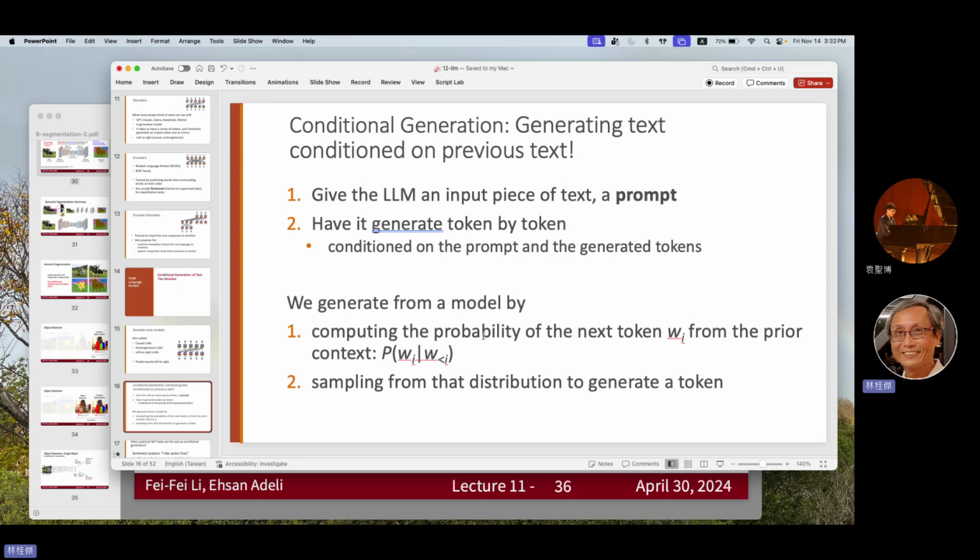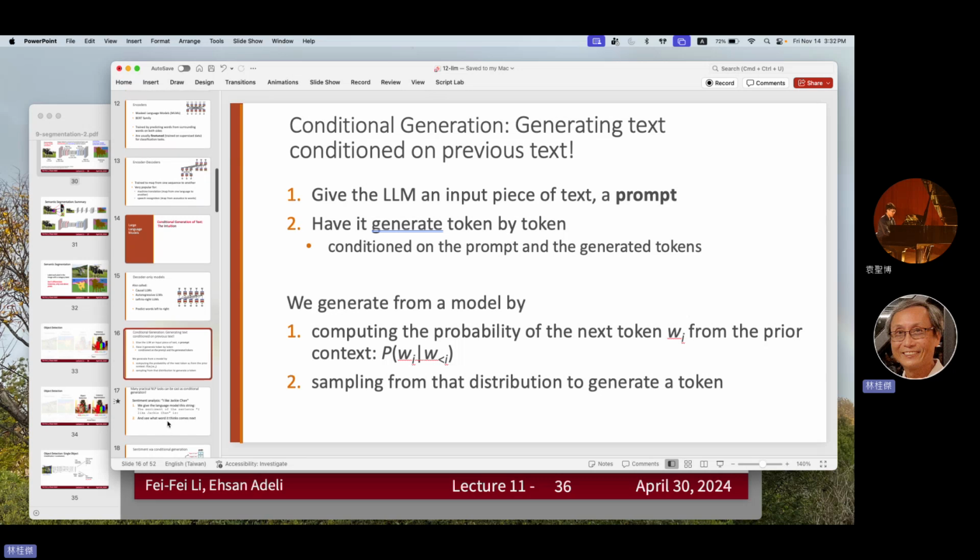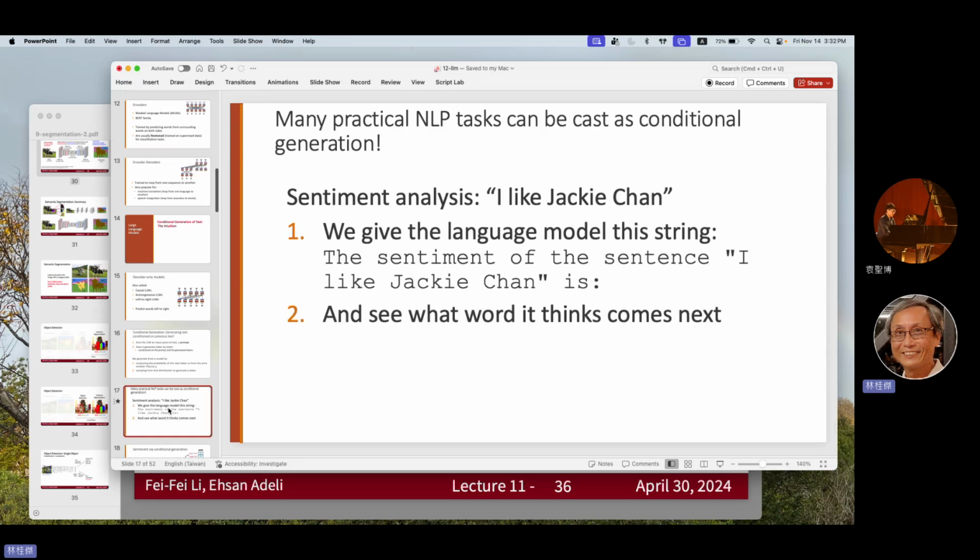And then, based on that, we'll compute the probability of the next token from all of the prior work that I've just shown you. With the model, you generate all of the different possible words, and also the different possible probabilities or scores for each one of them. Okay, so sometimes your task is not just to follow with the next word, but to ask a question, like, for example, the sentiment of the sentence, I like Jackie Chan, okay?